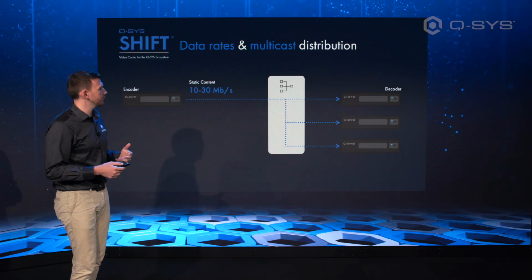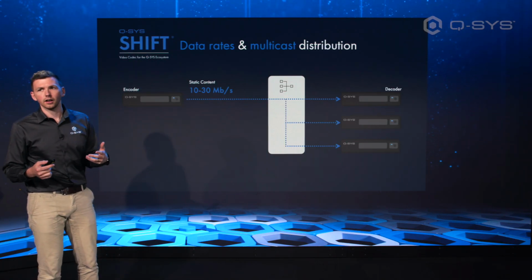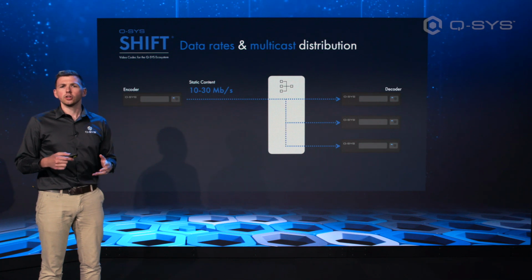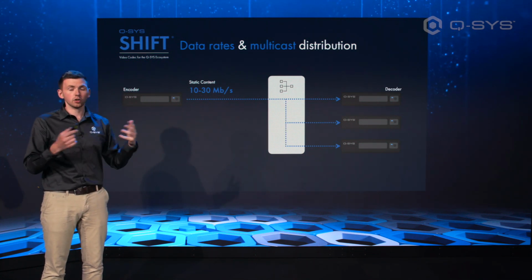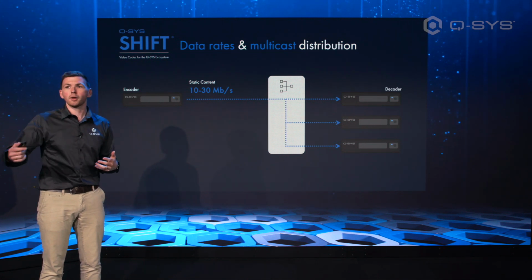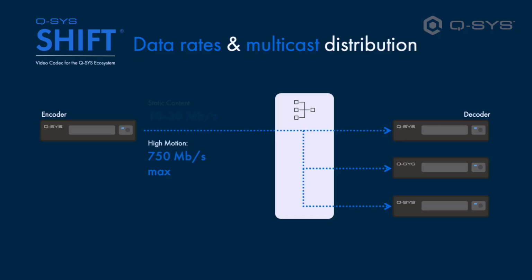So when we're planning for bandwidth and thinking about multicast, for static content, you're going to find that it is around 10 to 30 megabit per second, even at quite high resolutions. It's not going to go much beyond that. But it can go up to 750 megabit per second. Now, of course, that means that all of these decoders are going to be receiving that, okay?